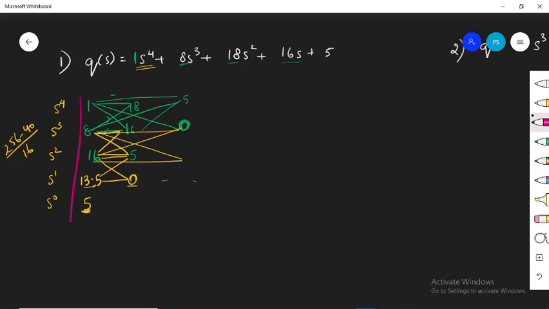This is the first column of this Routh array, and you have to actually check this column. What are the values? 1, 8, 16, 13.5 and 5. These are the values that you are getting. Now check the sign of this. This is positive, positive, positive, positive, positive. Are there any sign changes involved here?